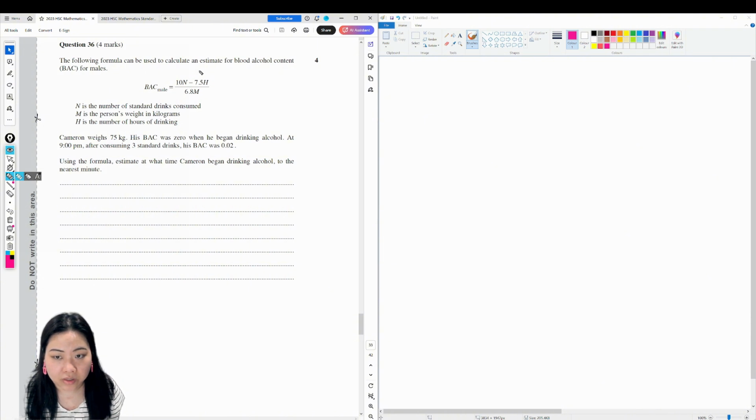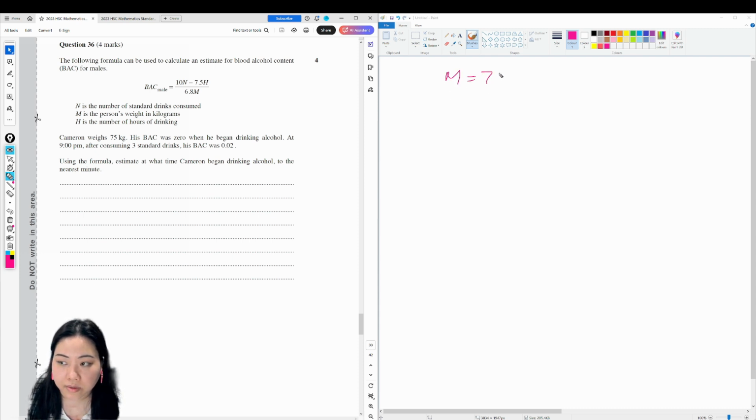Question 36, 4 marks. The following formula can be used to calculate an estimate for blood alcohol content, BAC, for males. Cameron weighs 75 kilos. His BAC was 0 when he began drinking alcohol at 9 p.m. After consuming 3 standard drinks, his BAC was 0.02. Using the formula, estimate what time Cameron began drinking alcohol to the nearest minute. What do we know here? His mass is 75 kilos. Number of drinks consumed, 3. His BAC is 0.02. We should be able to find how many hours he's been drinking.